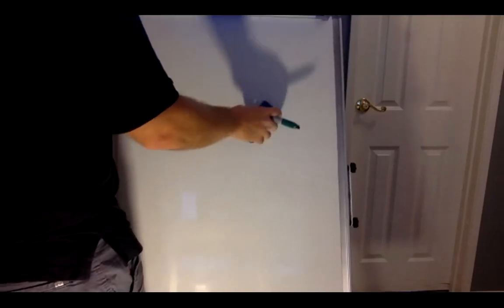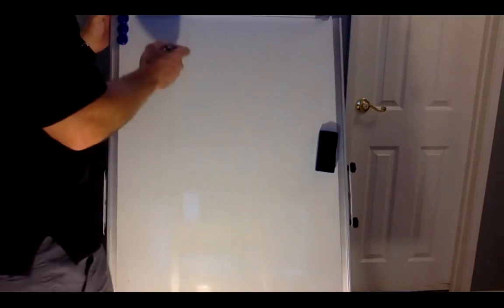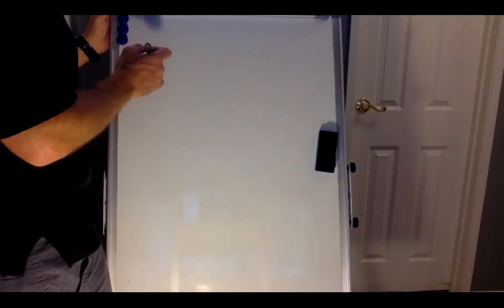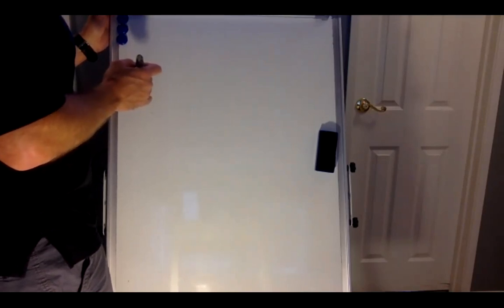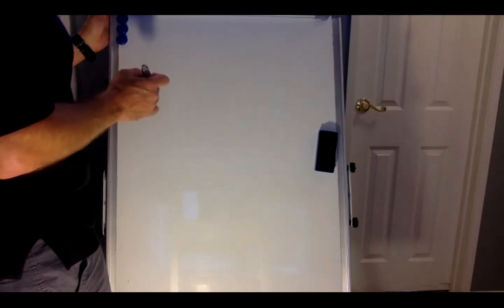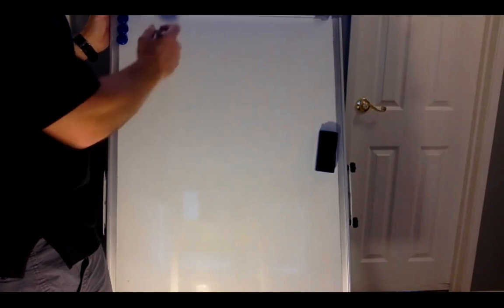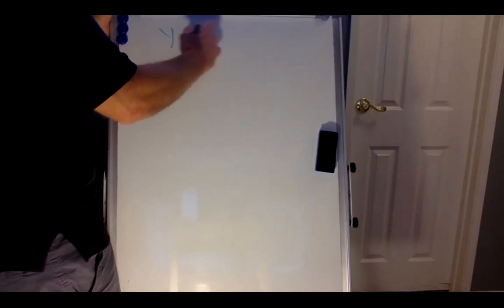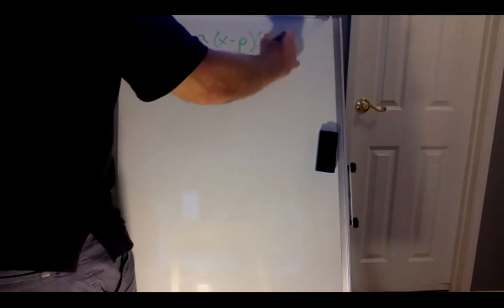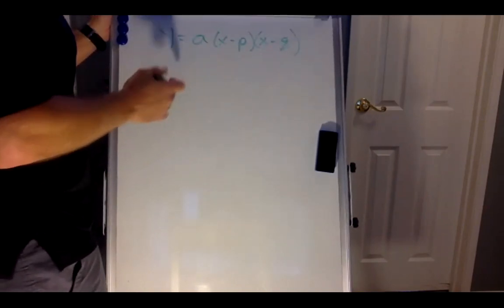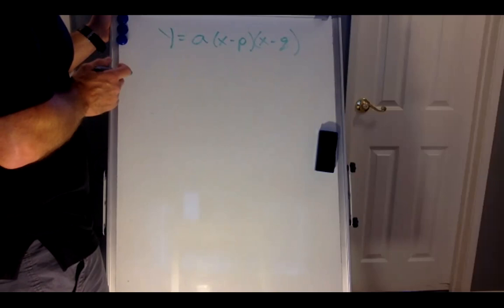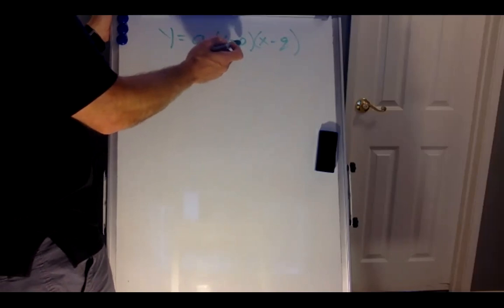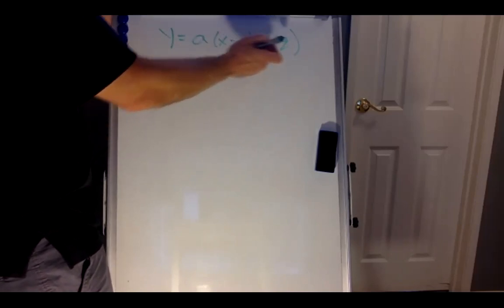Well, to get it into intercept form, you need to factor it. If it's not factorable, you have to find the roots using the quadratic formula. Because in intercept form, it looks like this. So in order to get it into that form, you have to know what P and Q are. And you have to know what A is. So the first thing you want to do is find what the roots are.